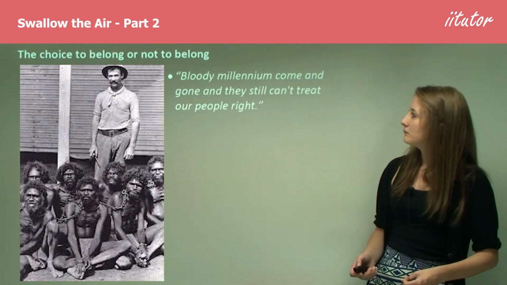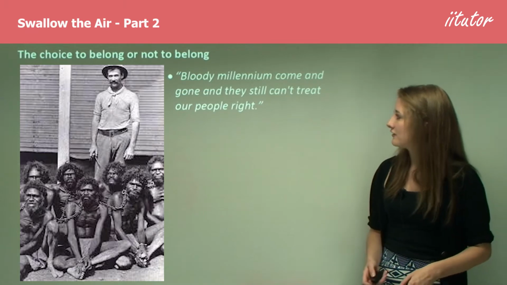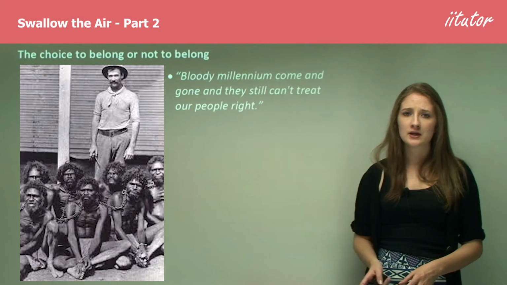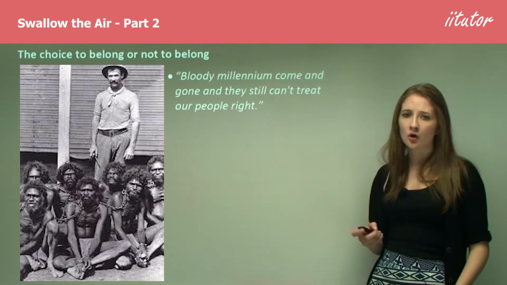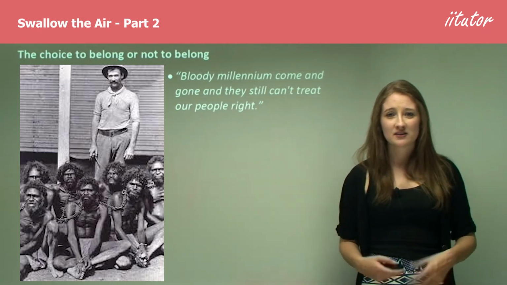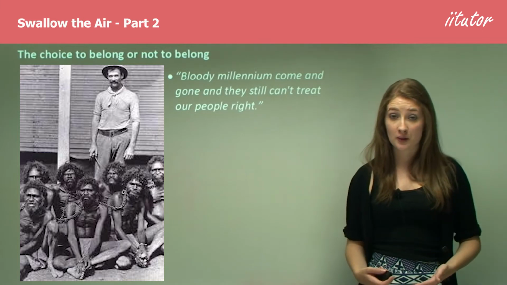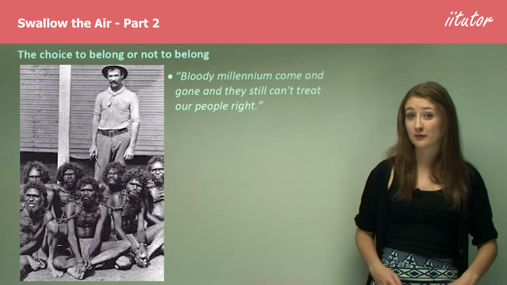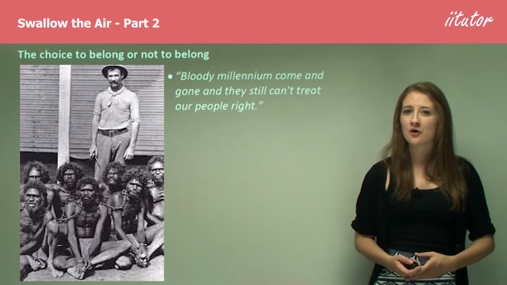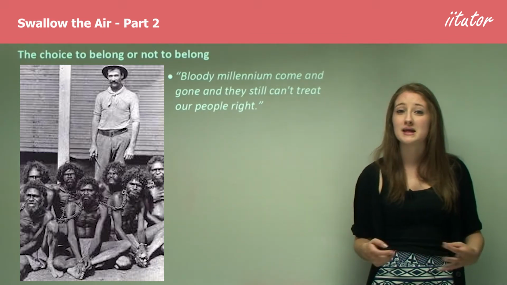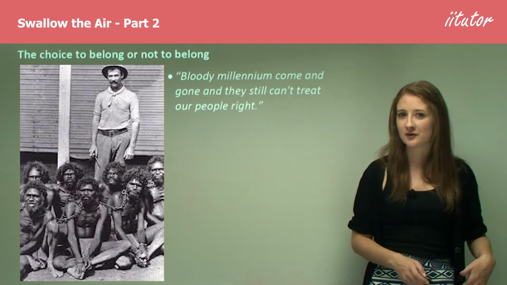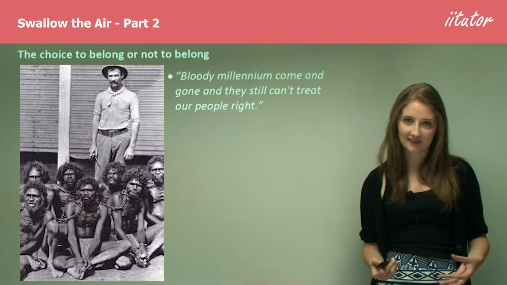This quote here: "Bloody millennium come and gone and they still can't treat our people right." So here you have that very colloquial language of the "bloody" and "they come and gone," the incorrect grammar, to capture that dialect of the Aboriginal person talking. However, you then also have this idea that the Aboriginal people have been very oppressed and that because they've been mistreated, they've been outcast and don't really belong to that society which they should belong to because it is their own country and their own land.